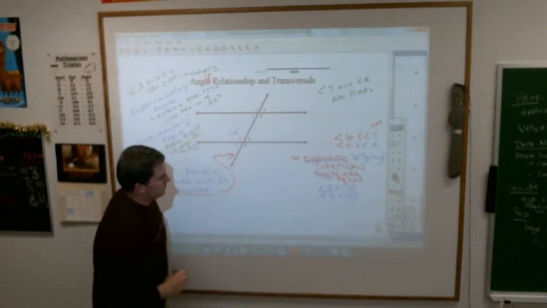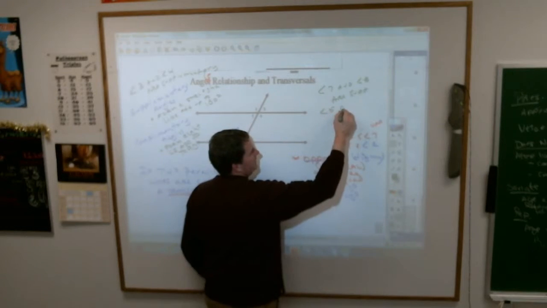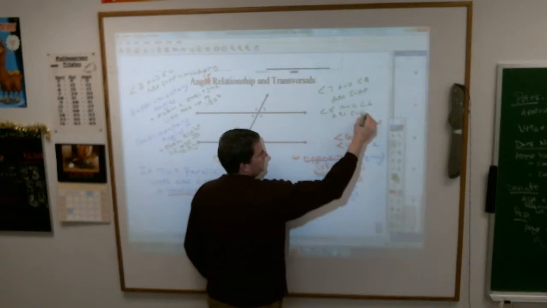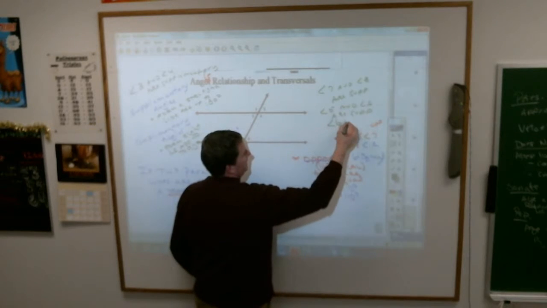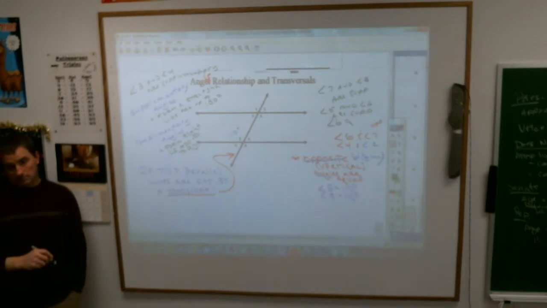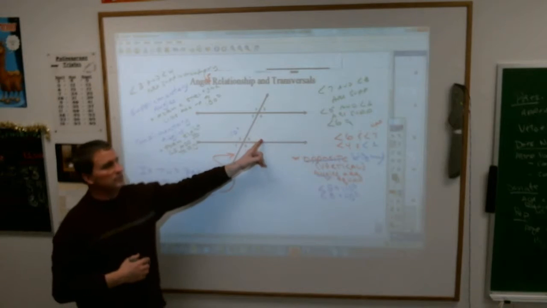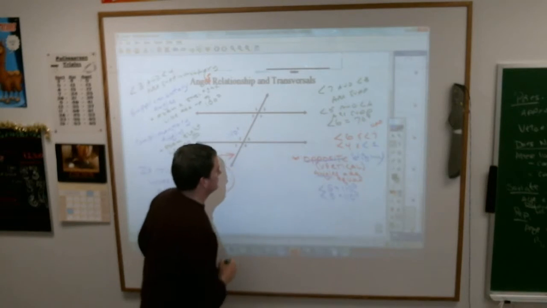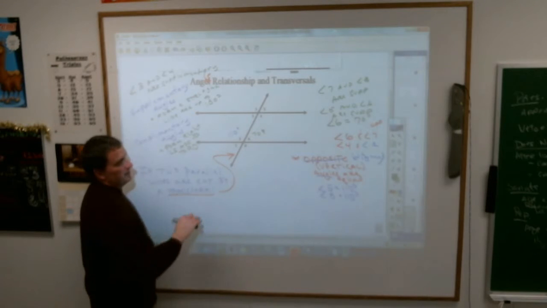Now, knowing what you know, children, since angle 5 and angle 6 are supplementary, right? Is that not right? 5 and 6 form a straight line. That means angle 6 has to be how many degrees? Angle 5 is 110 degrees. What number when you add to 110 degrees gives you 180 degrees? Yes. 70 degrees. And because I know that angle 6 is 70 degrees, how big is angle 8?